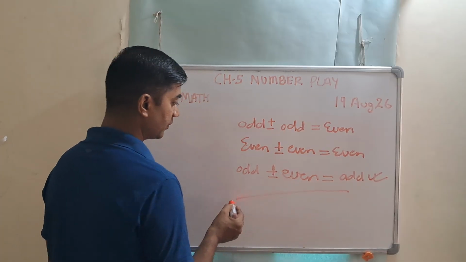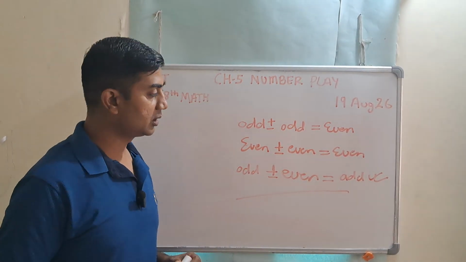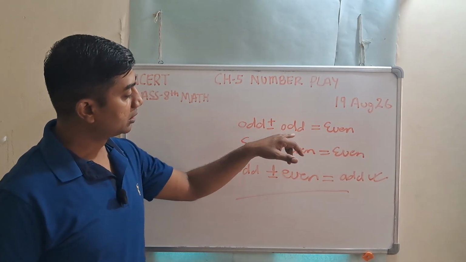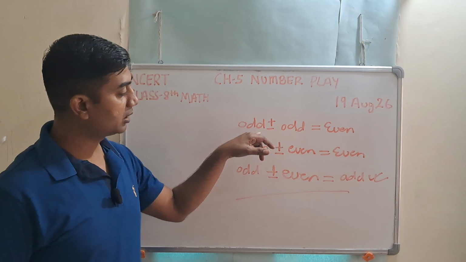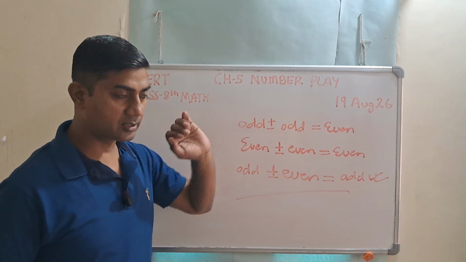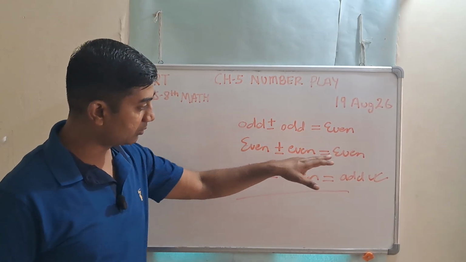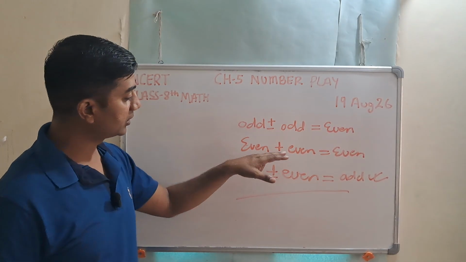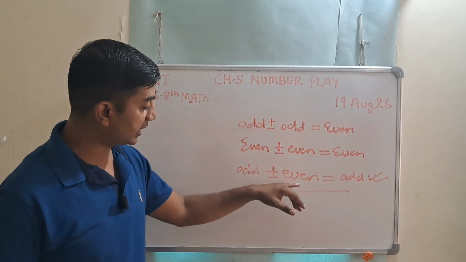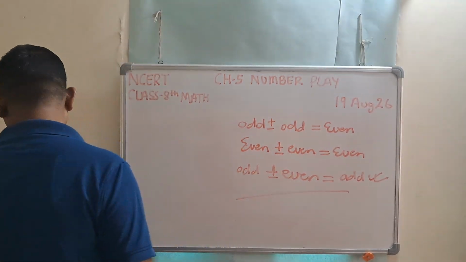Remember this point. Whenever you add or subtract an odd and even number, you will always get odd as the result. And when you add or subtract an odd number with an odd number, you will get the result even. Same in case of even. When you add two even numbers, you will get the result even. When you subtract two even numbers, you will get the result even. But when you subtract or add an odd and even number, you will get the result odd. That we will see.